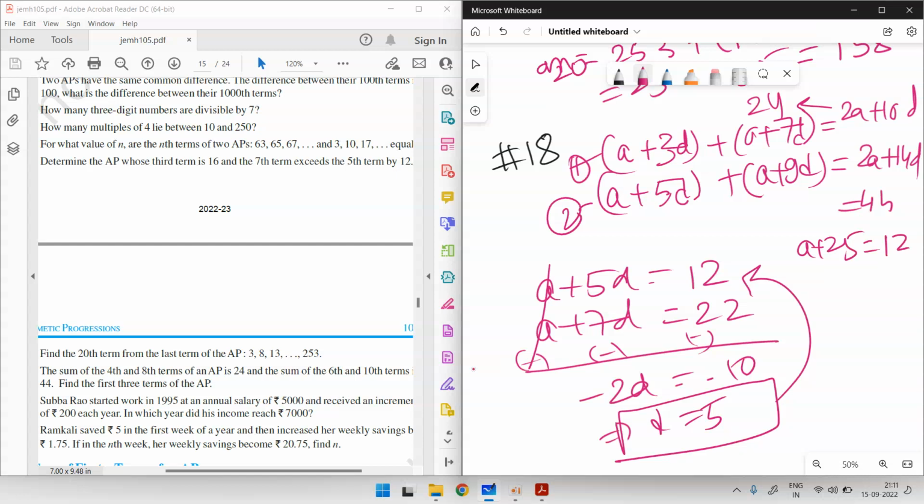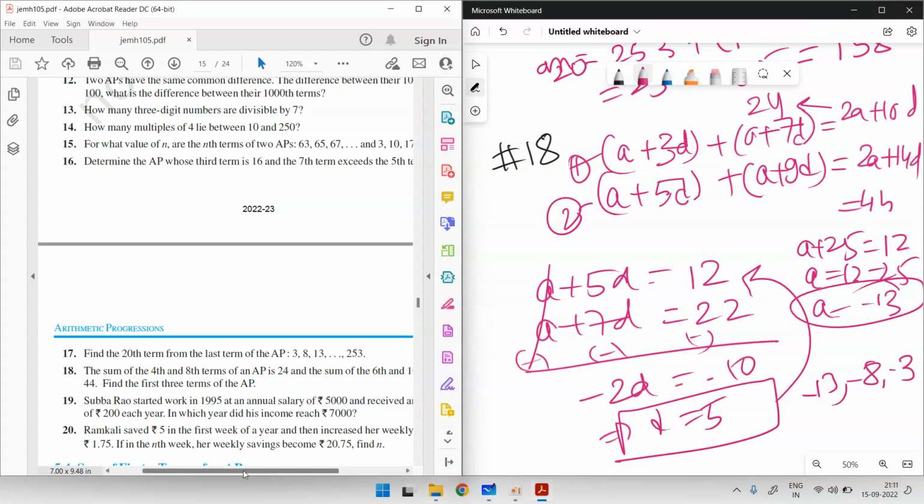Here d is 5, and then a will be 12 minus 25, which is nothing but minus 13. So a is minus 13. So the first 3 terms are: minus 13, then minus 13 plus 5, which is minus 8, and then minus 3. These are the first 3 terms of the AP.